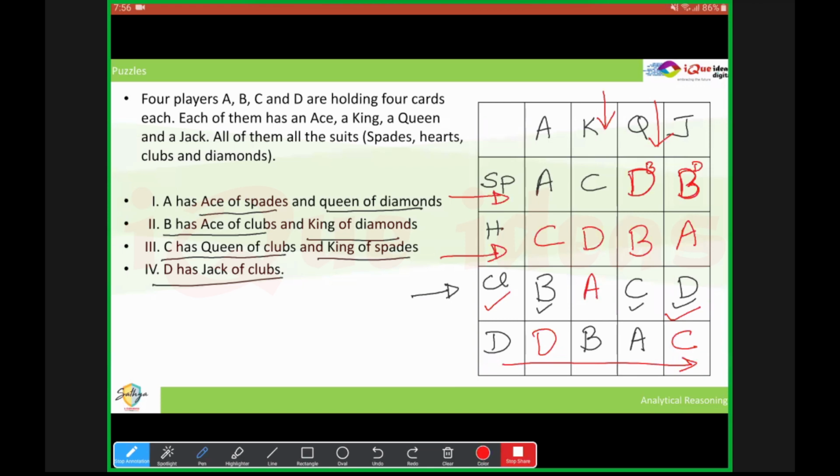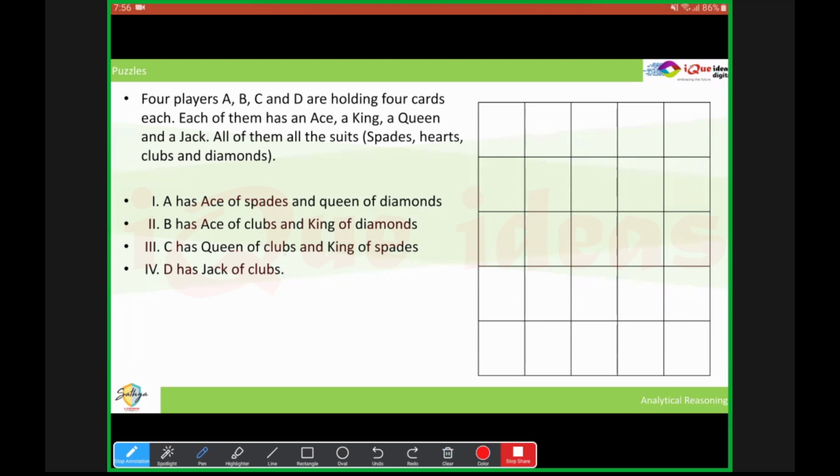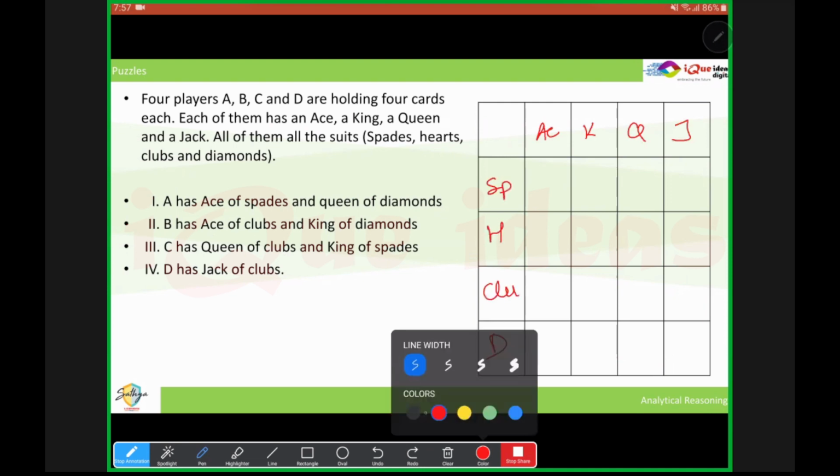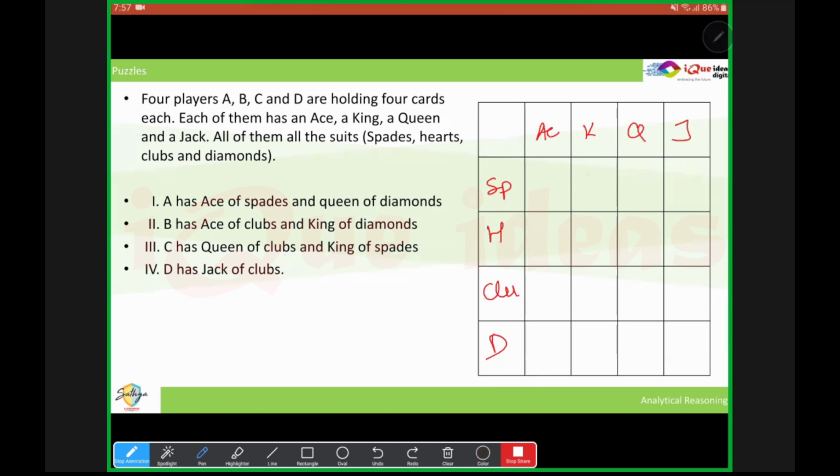I'll do it one more time for those who do not get it. I have ace, king, queen, and jack. And I've got spades, hearts, clubs, and diamonds. I need to put all four in all four. A has ace of spades and queen of diamonds. B has ace of clubs and king of diamonds. C has queen of clubs and king of spades. And D has jack of clubs. This data is given to me.